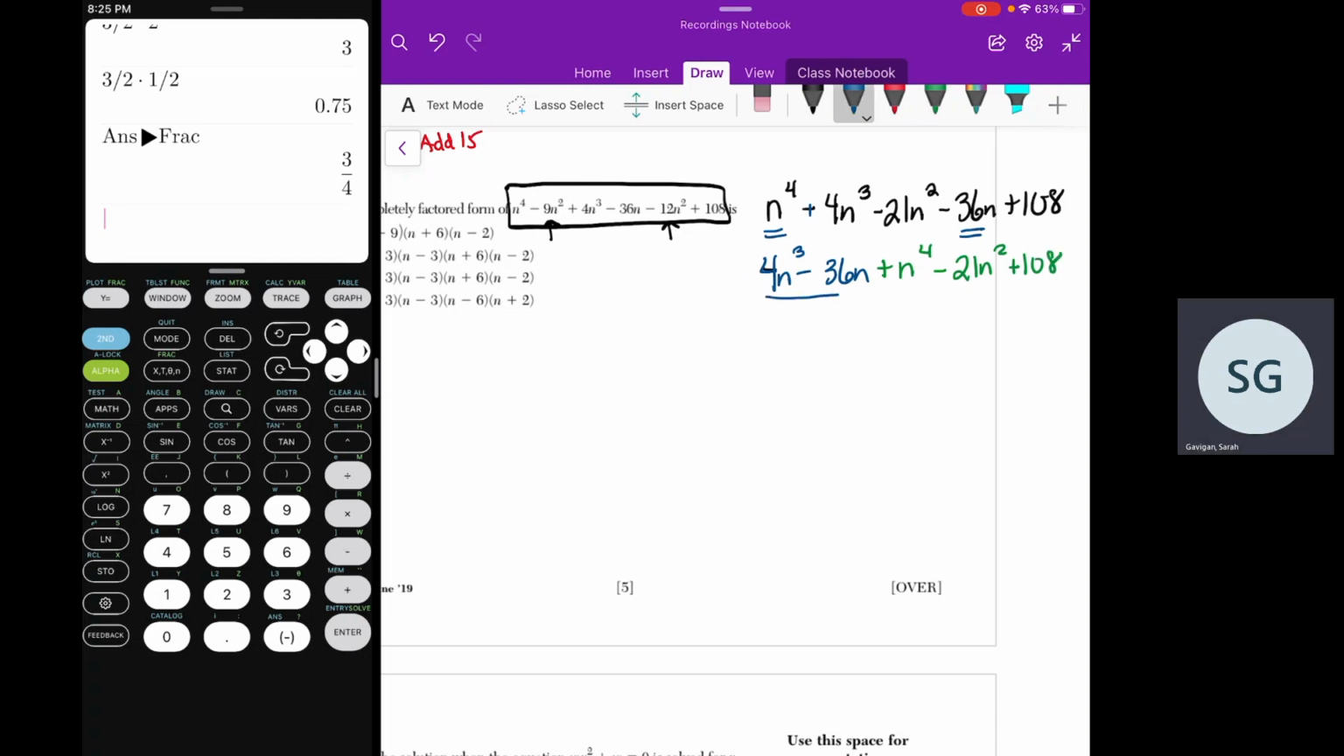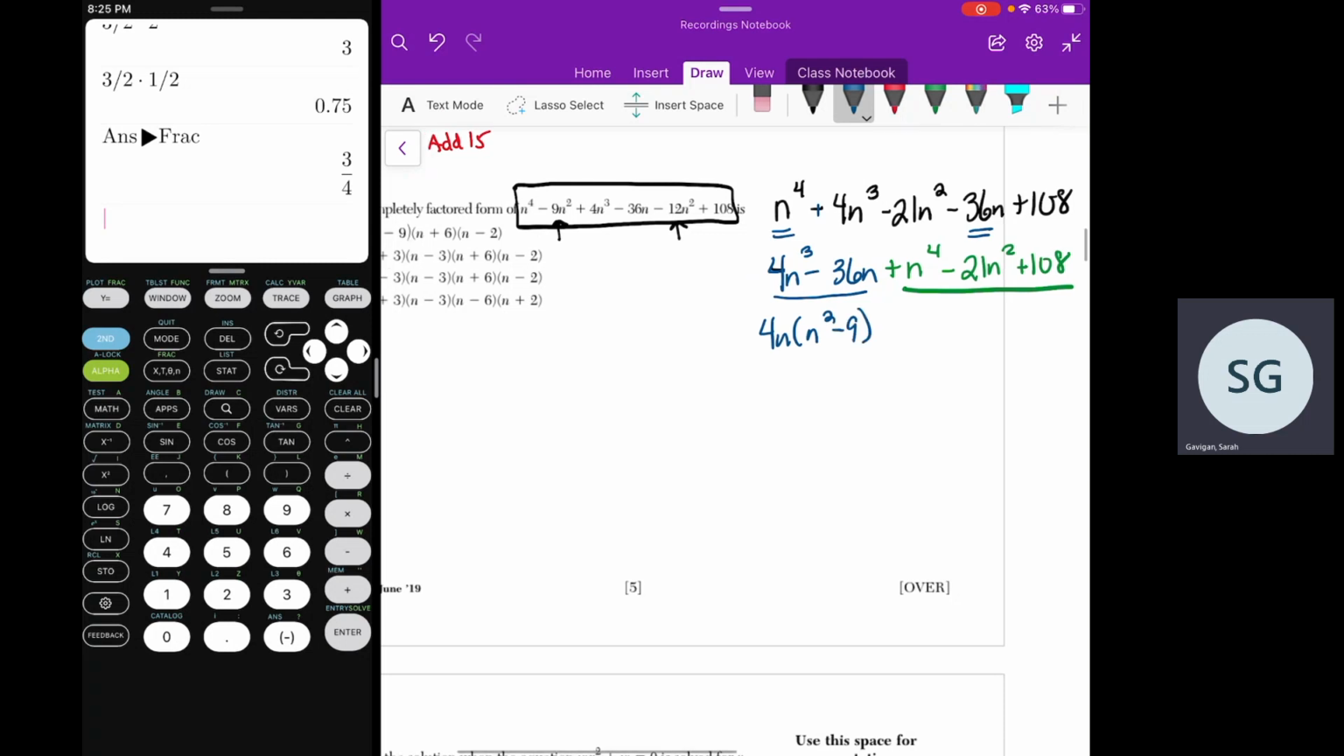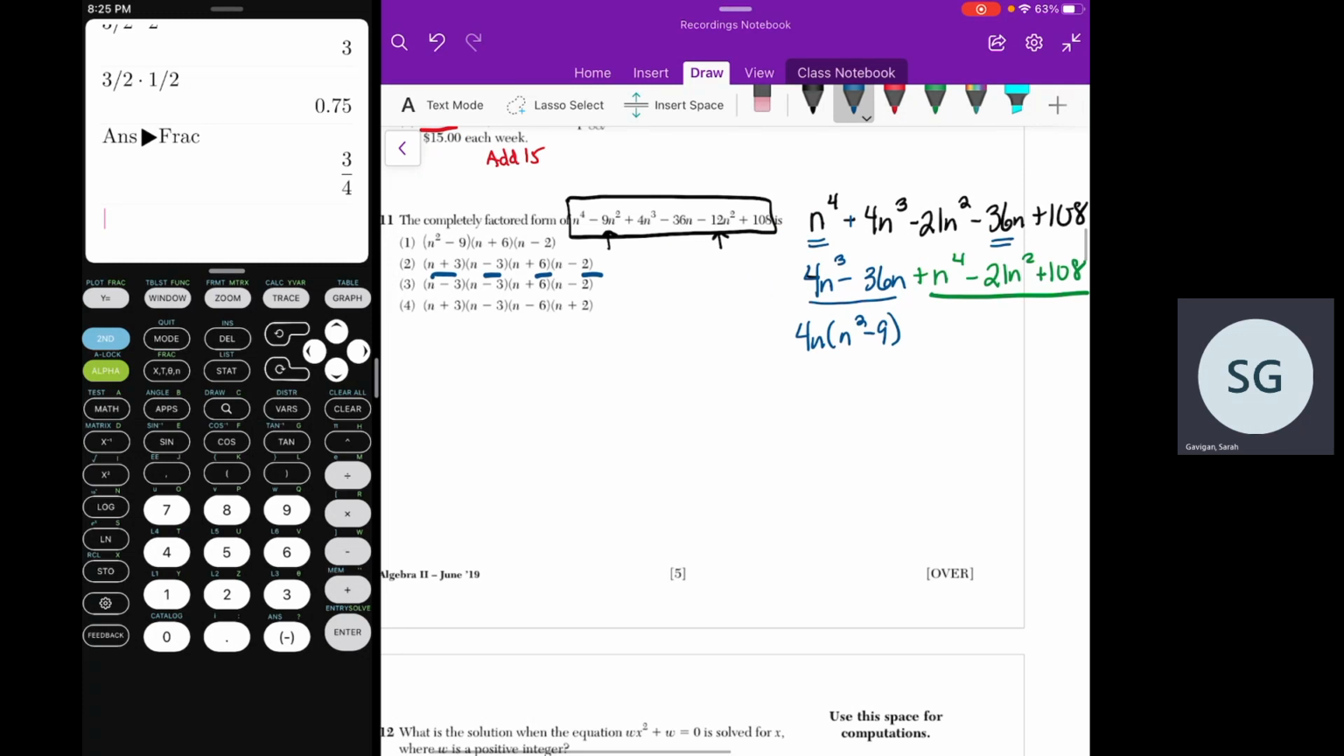Okay, so now I can factor by grouping here. I'm going to do the blue guys and then the green guys. Factoring the blue, my GCF is 4n, so I'll pull that out and have n squared minus 9. What makes that nice is if you're looking at the answers, we're going to have 4 factors here probably. So let's see what happens with this.